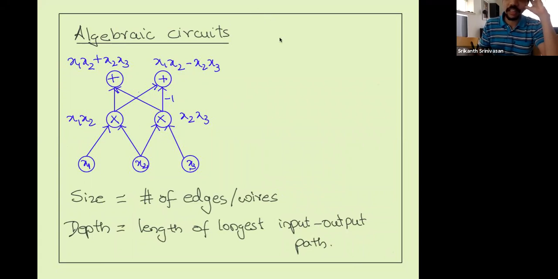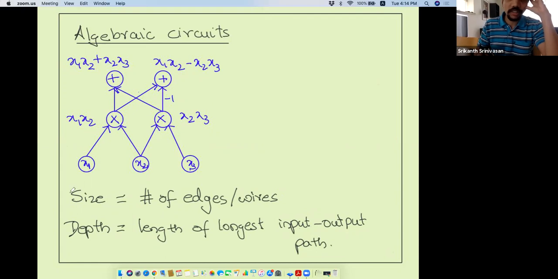Both the size and the depth. Both of these are interesting. So what is the size? The size of an algebraic circuit is just the number of edges in this graph. It's the number of interconnections between these vertices that we see. Similarly, the depth of the circuit measures the length of the longest directed path in the circuit. Those are the two notions of efficiency.